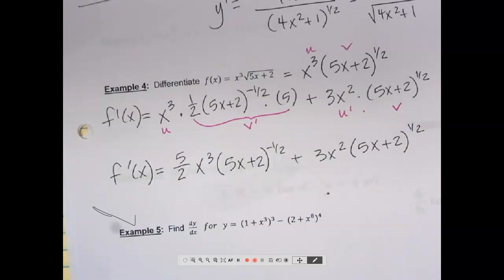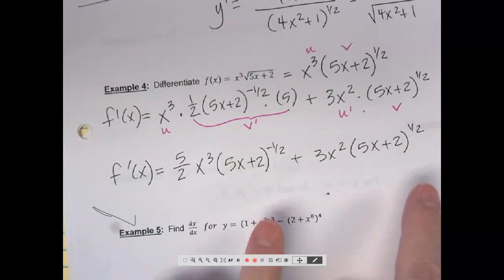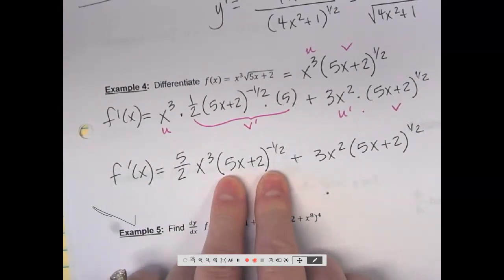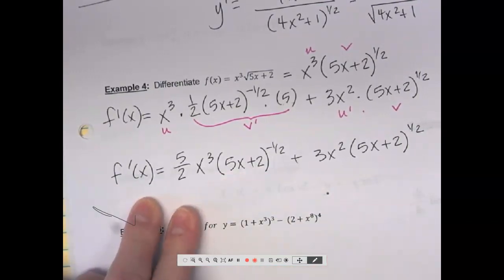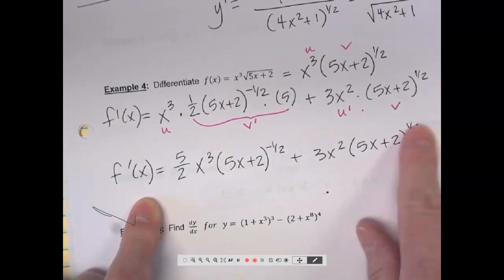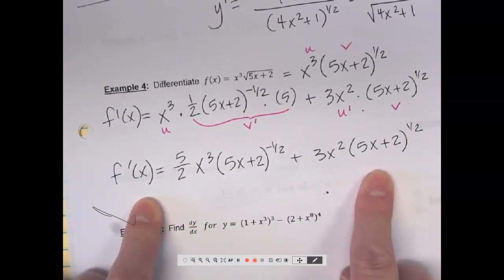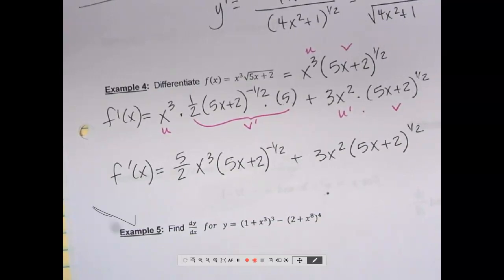Now, let me say this. If you don't like those exponents of 1/2, I could change that to a square root of 5x plus 2 in the denominator. And I could change that as just a square root. Okay? Question? Not so bad?